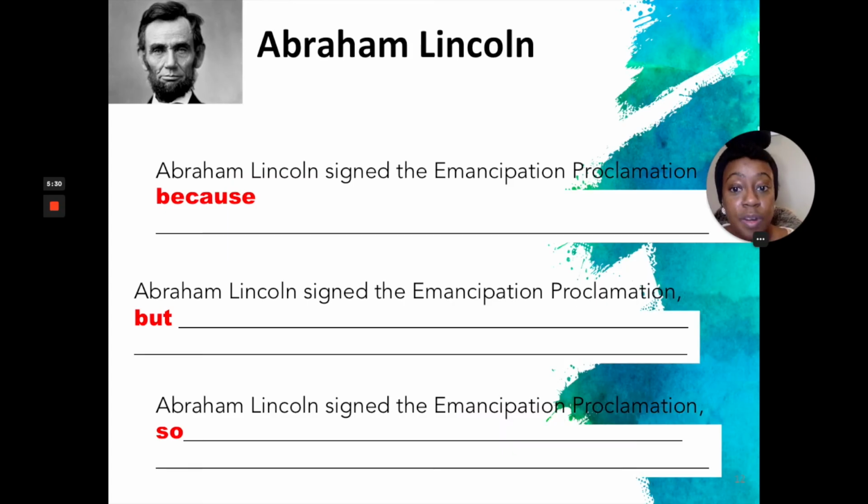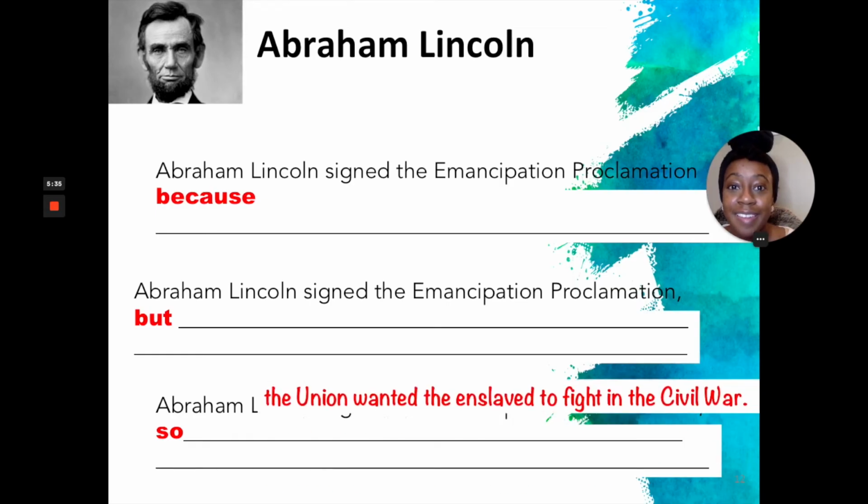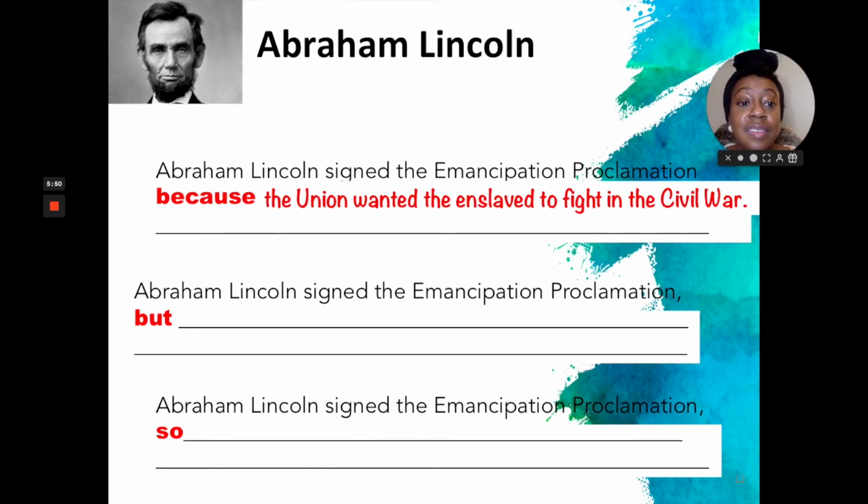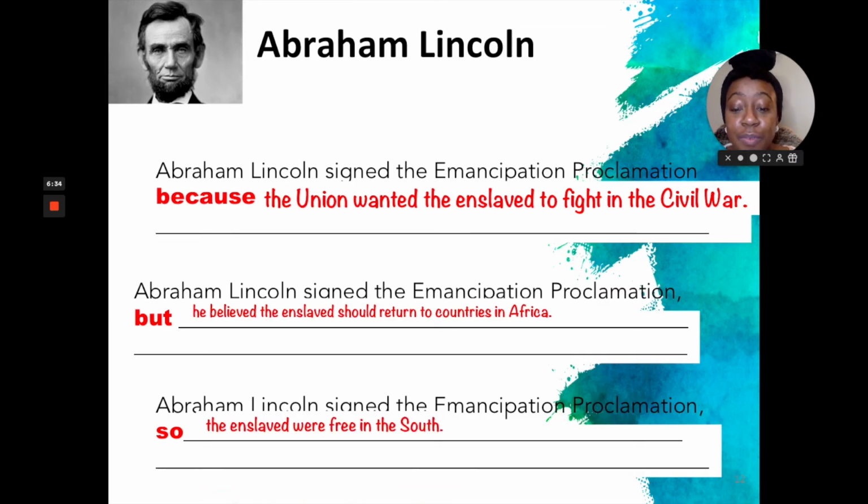Okay, let's go over it. Abraham Lincoln signed the Emancipation Proclamation because the Union wanted the enslaved to fight in the Civil War. Abraham Lincoln signed the Emancipation Proclamation, but he believed the enslaved should return to countries in Africa. Abraham Lincoln signed the Emancipation Proclamation, so the enslaved were free in the South.